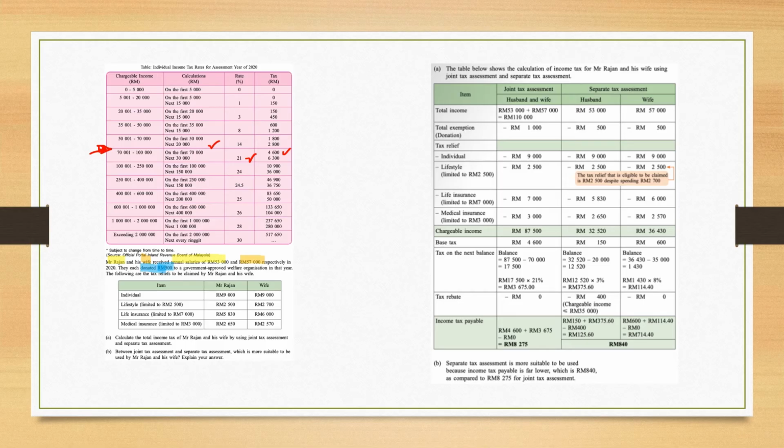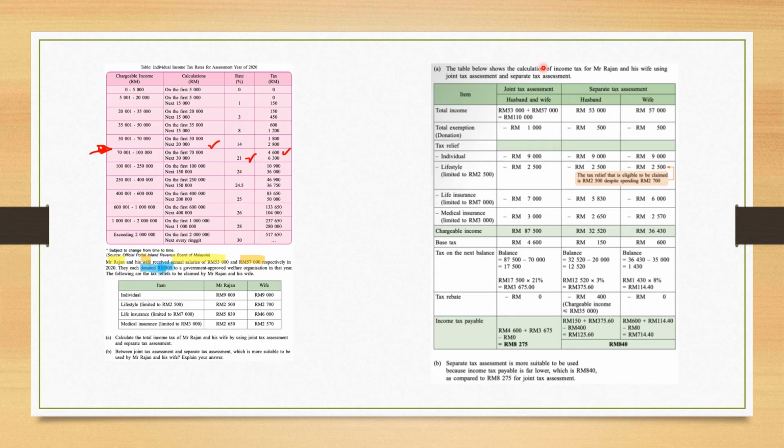Then lastly, you get your income tax payable. You do the same thing, right? You use 4,600 plus your next balance tax figure 3,775, and then minus your 0 ringgit tax rebate. You get your 8,208, and that's your income tax payable for your joint tax assessment.